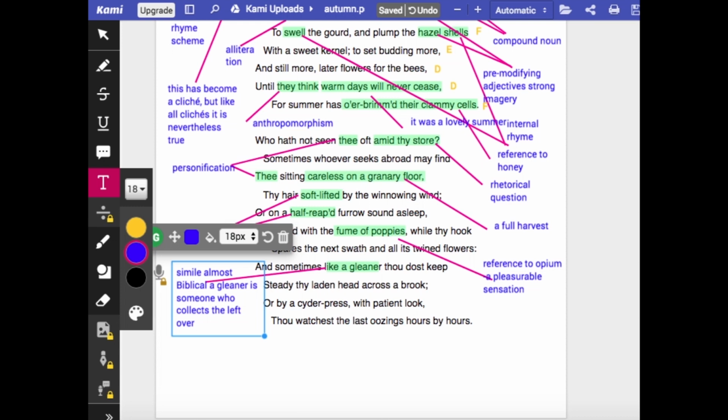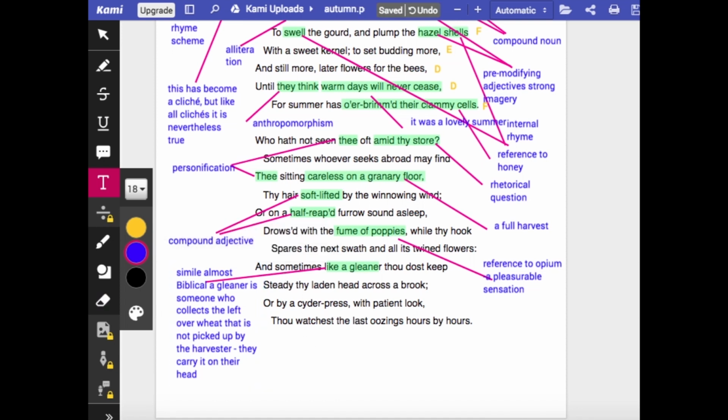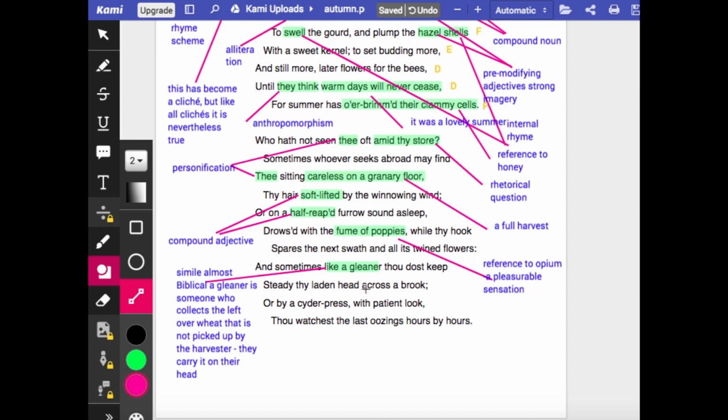And sometimes, like a gleaner, there's a simile here. A gleaner is someone who collects the leftover wheat, someone who goes through the half-reaped furrow and picks up the wheat that's been left, perhaps puts it in a basket on their head, steady thy laden head across a brook, and walks away with it. It's very much a biblical image that he's referring to in Ode to a Nightingale. He refers to Ruth and Naomi, who were gleaning because they were refugees and had no other way of getting food. So he has that sort of image in his mind.